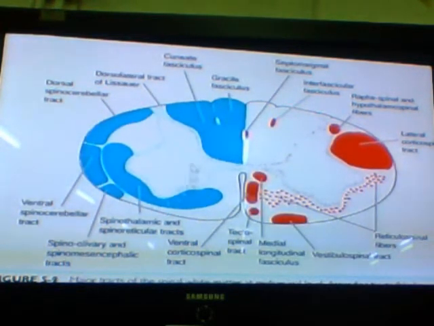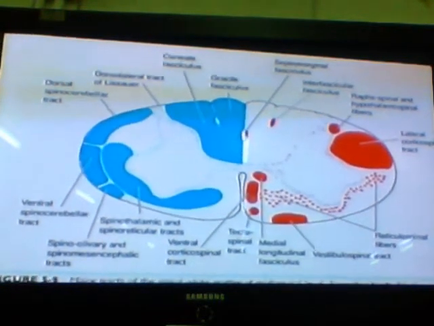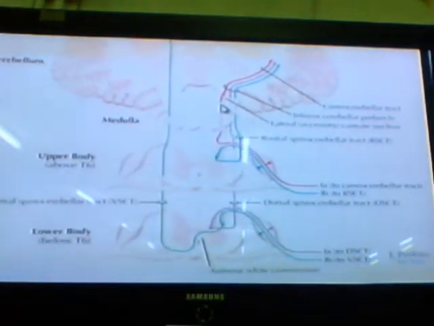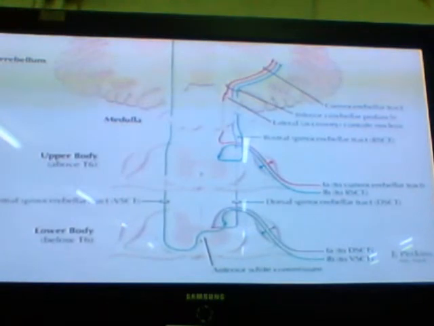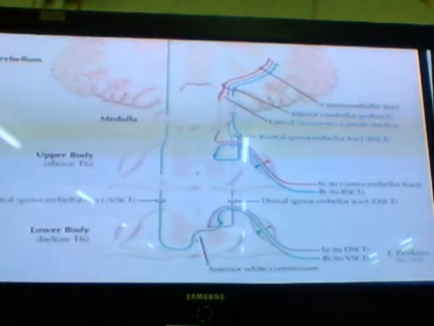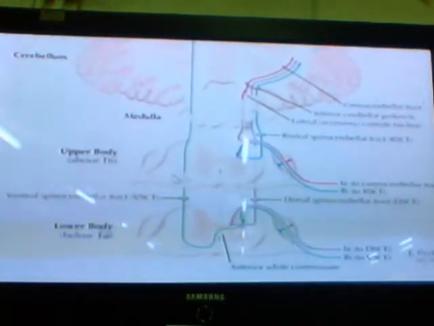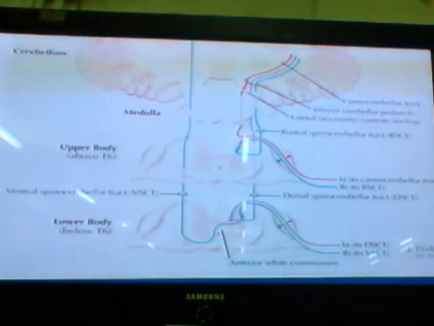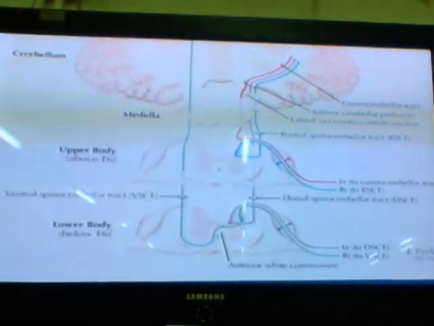As it relates to the dorsal and the ventral spinocerebellar, the dorsal tract, which is what is seen here in purple, is going to ascend ipsilaterally in the spinal cord. When it gets into the brainstem, how does it get into the cerebellum? Which peduncle is that? It's traveling in the inferior cerebellar peduncle.